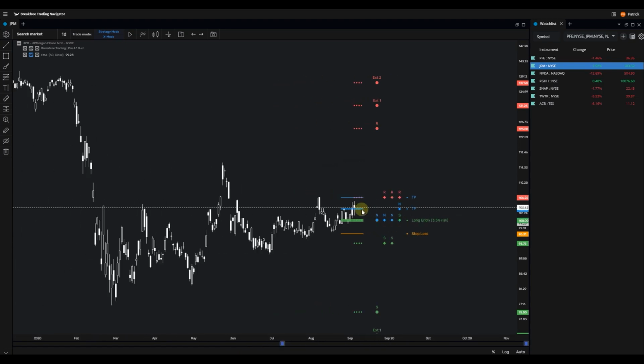JP Morgan also looking good for a buy. We can see we already hit TP1 and TP2. Looking for TP3. This is still a valid entry. The trade already played out once for TP1, but this is still a good trade in my opinion we can set up.